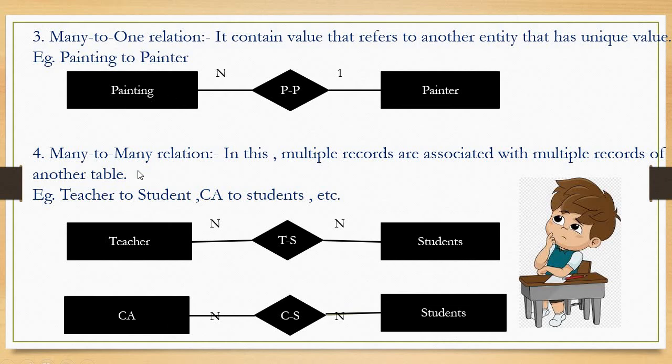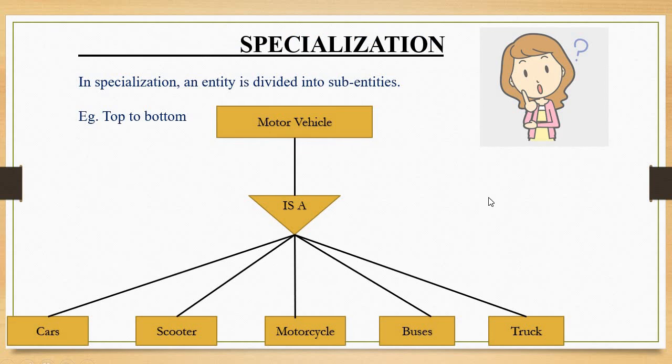Okay, many-to-many relationship, what is it? In this, multiple records are associated with multiple records of another table, like teacher to student or CAs to students. A teacher can give many CAs to the students, and students can take many CAs from the teacher. So this is the best example for understanding the many-to-many relationship.